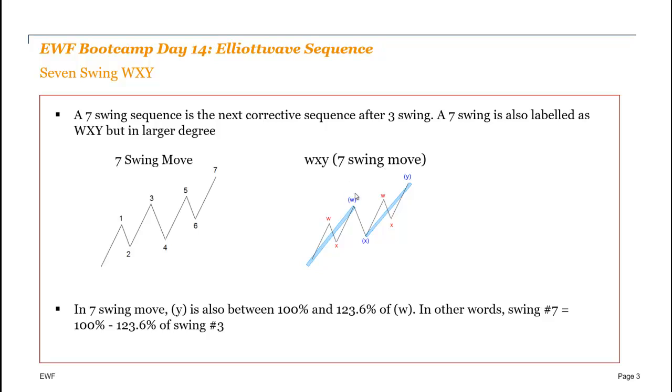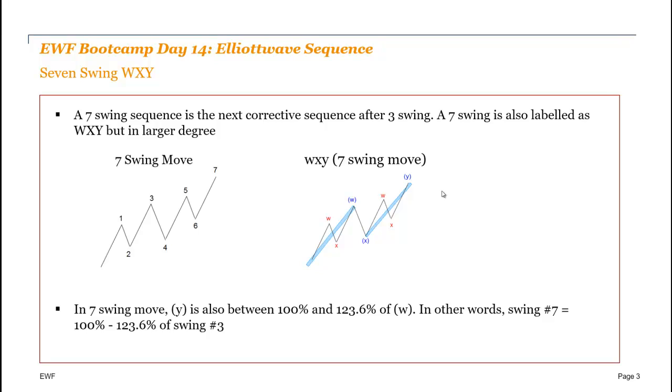This is nothing more than a 3 swing move, but you subdivide each leg into another 3 waves. So when you subdivide, if you only focus on the blue color here, this is nothing more than a 1, 2, 3. And then you divide the leg here into 3 waves. You divide this leg into another 3 waves, and you will get 1, 2, 3, 4, 5, 6, 7. Alright, so that is a very simple 7 swing structure, and also very common in the market, and therefore very important for you to understand this idea.